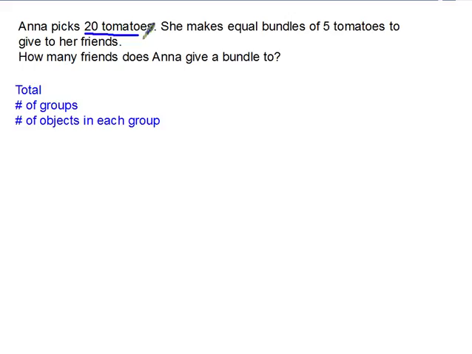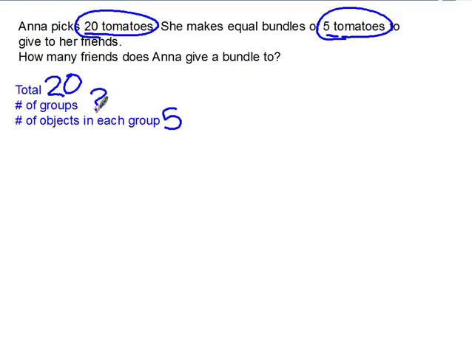So we see that she has 20 tomatoes. So there's our total. She's going to make bundles of 5 tomatoes. So the bundles are the groups which we don't know. Her friends each get a bundle. So the 5 tells us how many in each group. So this time, by identifying those numbers first, we know that we are solving to find the number of groups. So we don't know how many rows to draw this time. Pause the video and take a minute to figure out what to do.